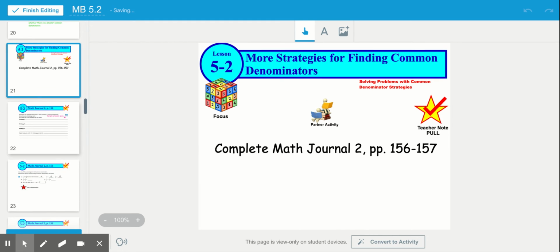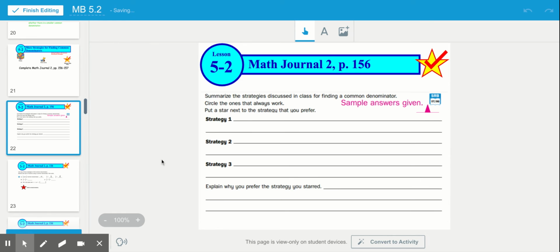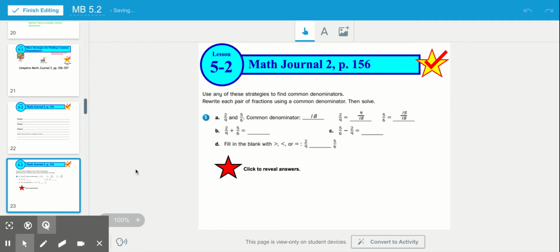So turn to page 156, 157. At the top, I want you to take a moment and summarize the strategies for finding common denominators, and then put a star next to the strategy that you personally prefer. So you can look back through this video, you can look back in your math journal, you can look at the Everyday Math website for common denominator strategies, and then pause the video, fill this out, and star your favorite.